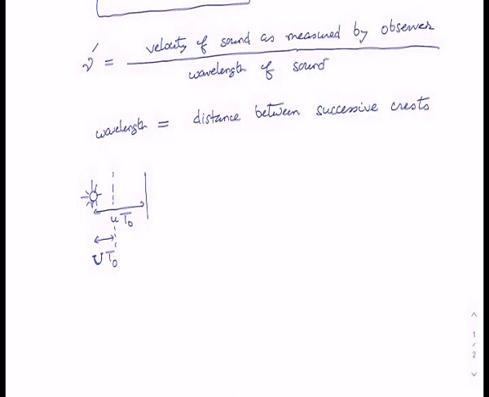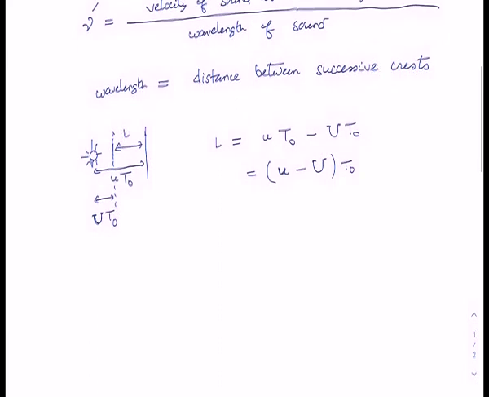Now if I look at the successive distance between the crests, let me term it as L. L is the wavelength, or the distance between successive crests. From the figure it is very clear that it would be simply ut0 minus capital U t0. Here small u is the speed of sound and capital U is the velocity of the source, multiplied by t0.